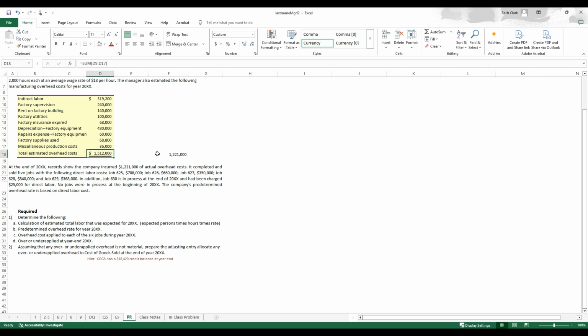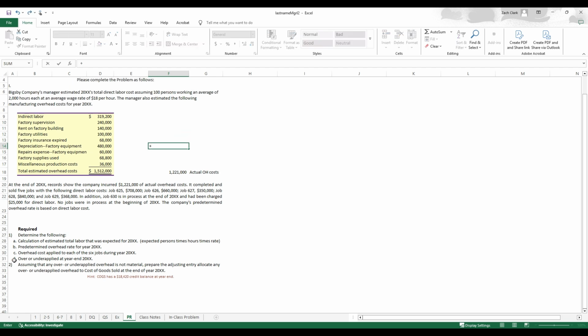on direct labor cost. So again, just to highlight a couple things, this is actual overhead costs. This was estimated, so we had less actual than we estimated. And then just as a side note here, we're saying predetermined overhead rate is based on direct labor hours. So we are going to look here, and I think we have to do some of this below, but real quick, we could recreate that if we need to do it again.